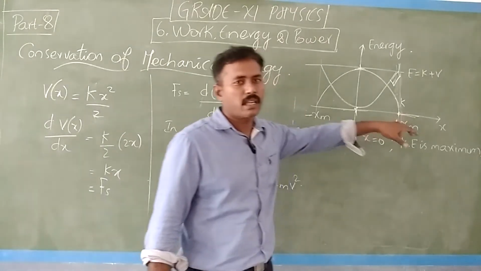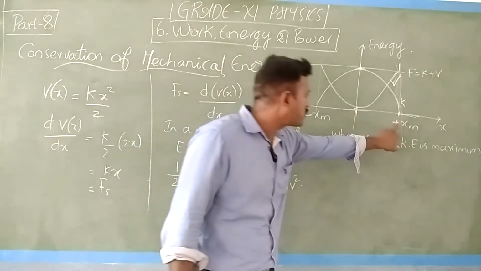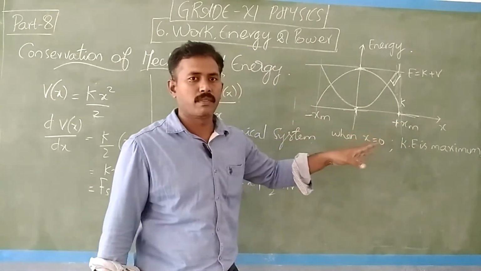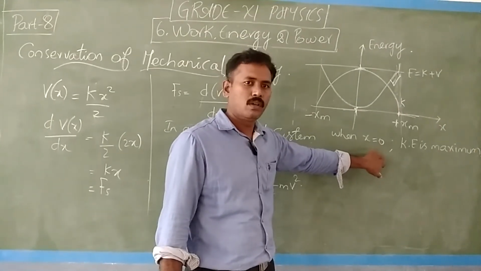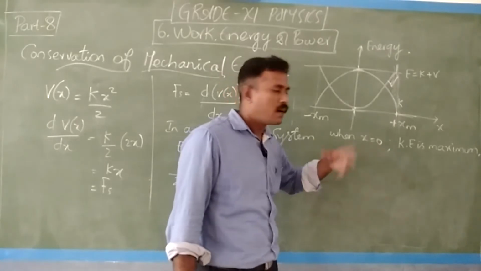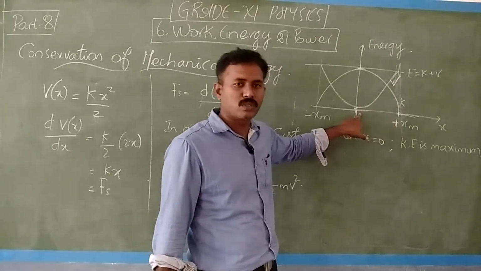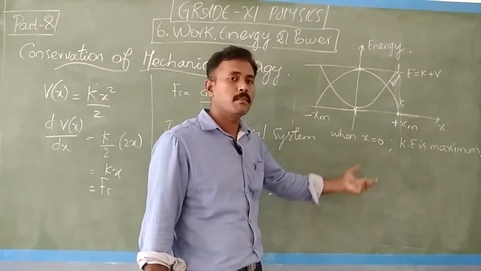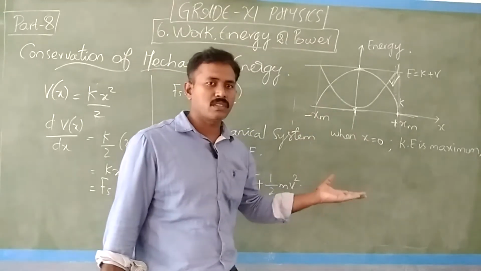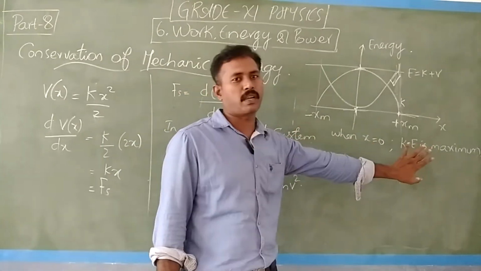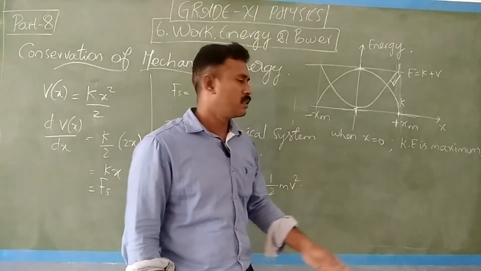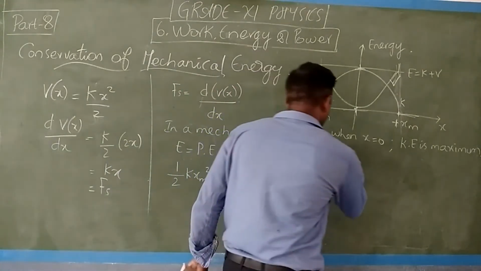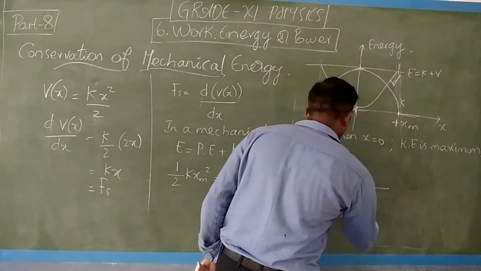I am leaving the spring from the maximum value plus x. Then it is crossing x equal to 0. When it is crossing x equal to 0, the kinetic energy will be maximum. After crossing it has to compress the spring, so the kinetic energy will reduce. I will explain with the spring diagram so you will understand.